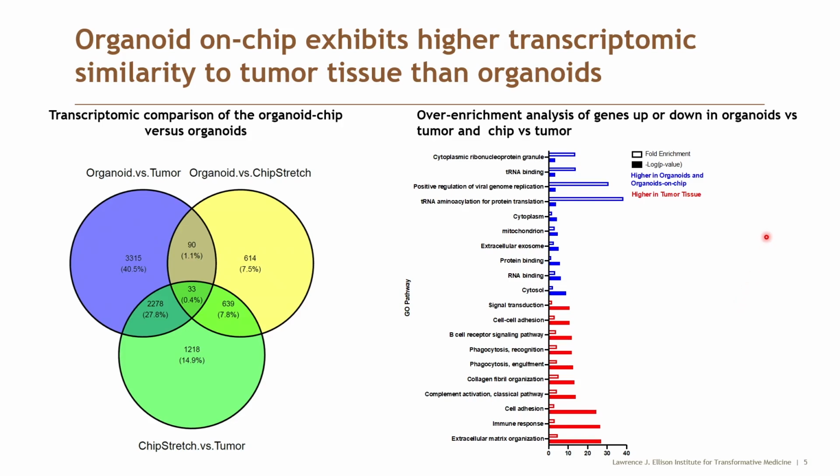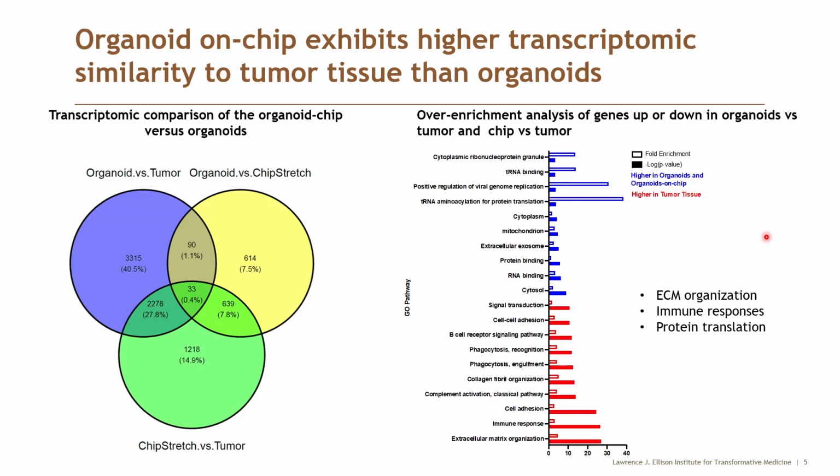And as you can see, we have the genes that were higher in the organoids and organ-on-chip, and then the genes enriched in certain pathways that were higher in the tumor. And as you can see here, to our surprise, it wasn't anything drastic that we were missing.